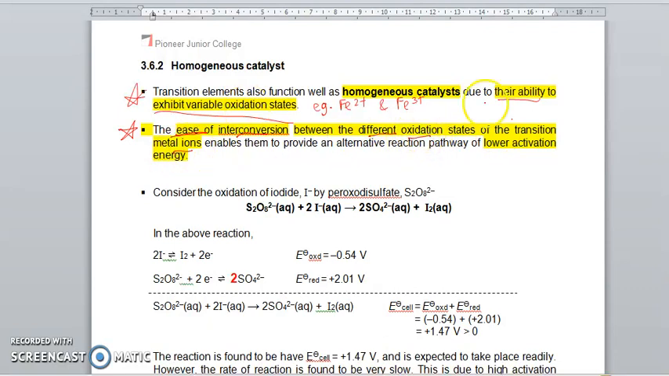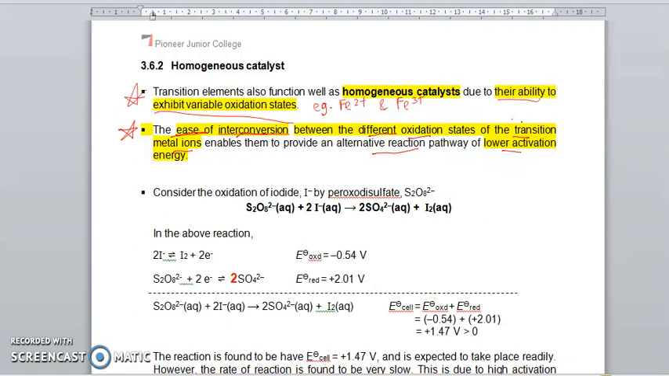It's not difficult. It requires very little energy. It's very easy. Therefore, it's possible to provide an alternative pathway of lower activation energy and therefore to increase the speed of the reaction, or the rate of the reaction.